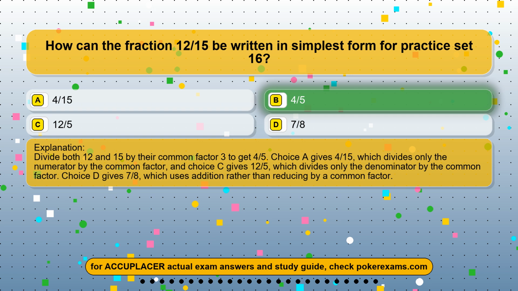Choice A gives 4/15, which divides only the numerator by the common factor, and choice C gives 12/5, which divides only the denominator by the common factor. Choice D gives 7/8, which uses addition rather than reducing by a common factor.